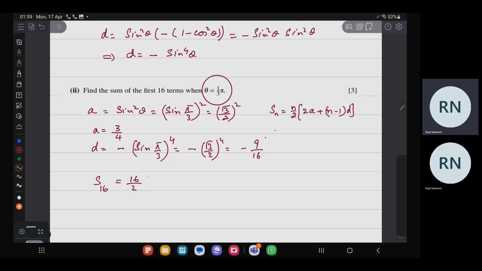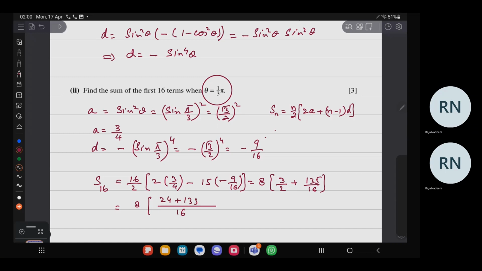So 16 divided by 2 into 2A, A is equal to 3 by 4, minus 15 times D, 9 over 16. It is 8 bracket 3 by 2 minus, minus plus 135 over 16. Taking the LCM, that's it. This is the question.